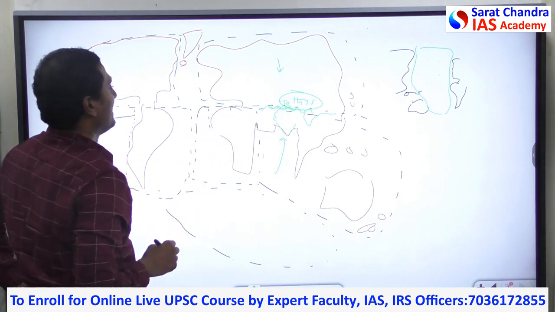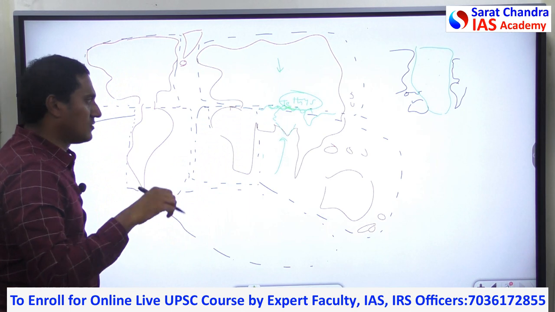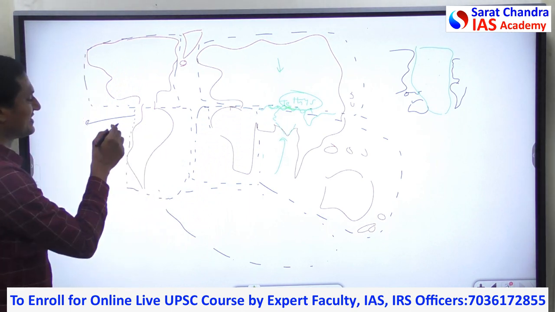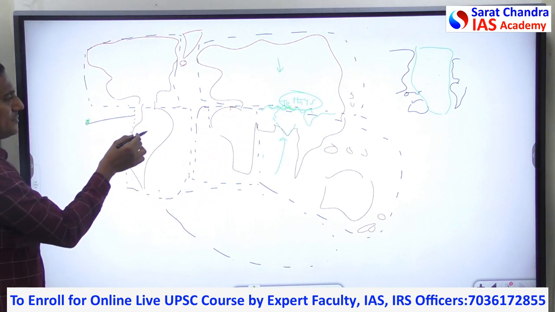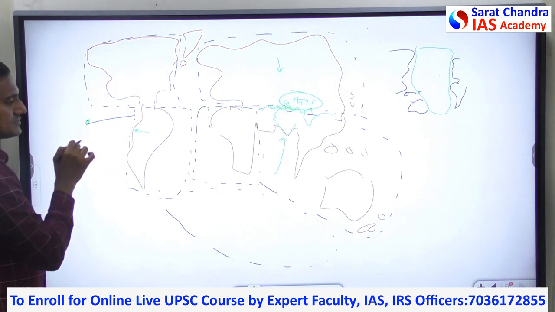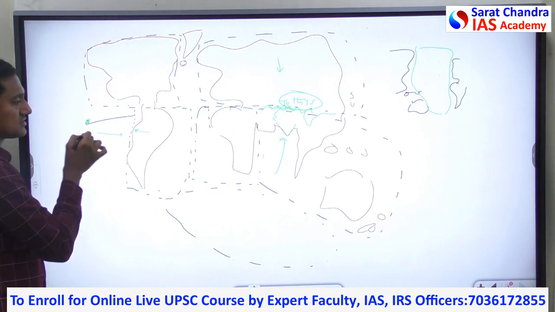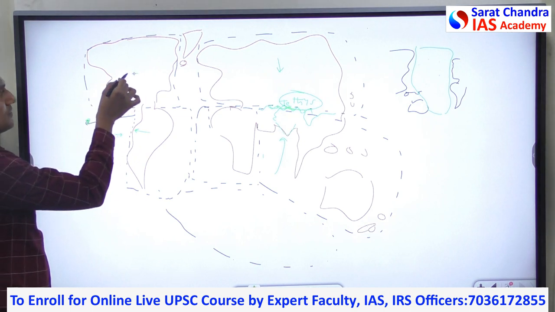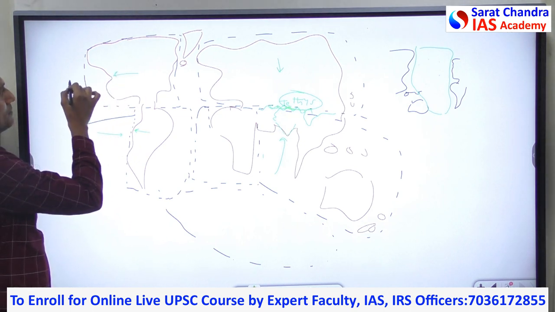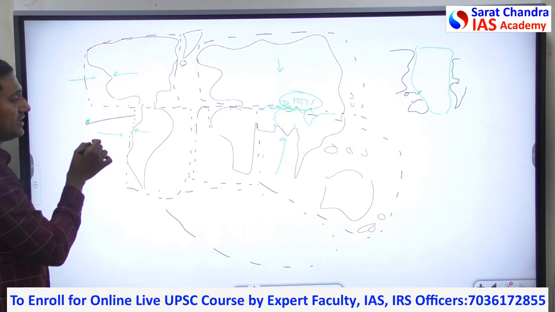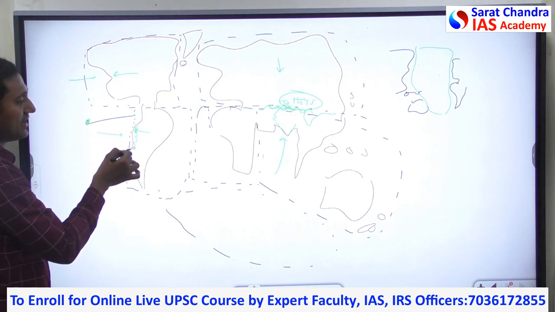Okay, this is an example. Now, one more convergent plate. Here, friends, the South American plate is moving in this direction and the Pacific plate moves in this direction. Here also, the North American plate moves in this direction and the Pacific plate in this direction. That is why folded mountains are there also.